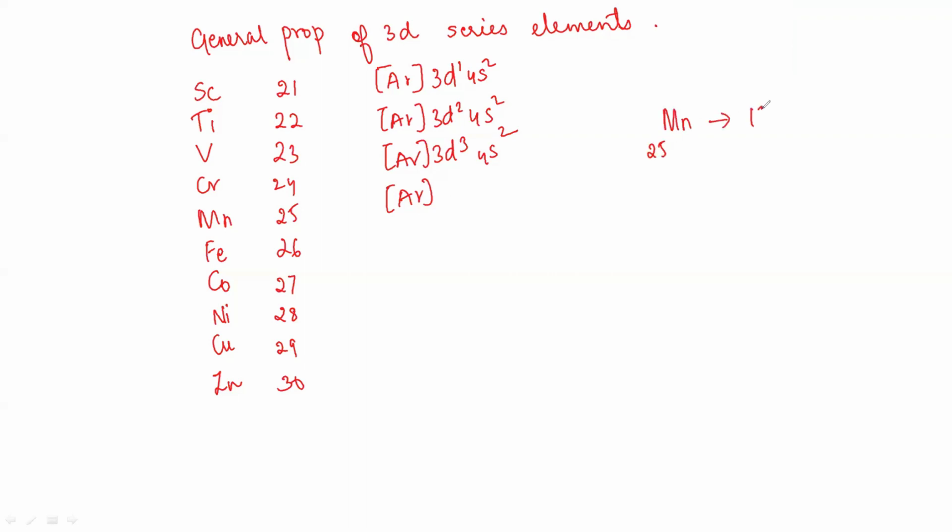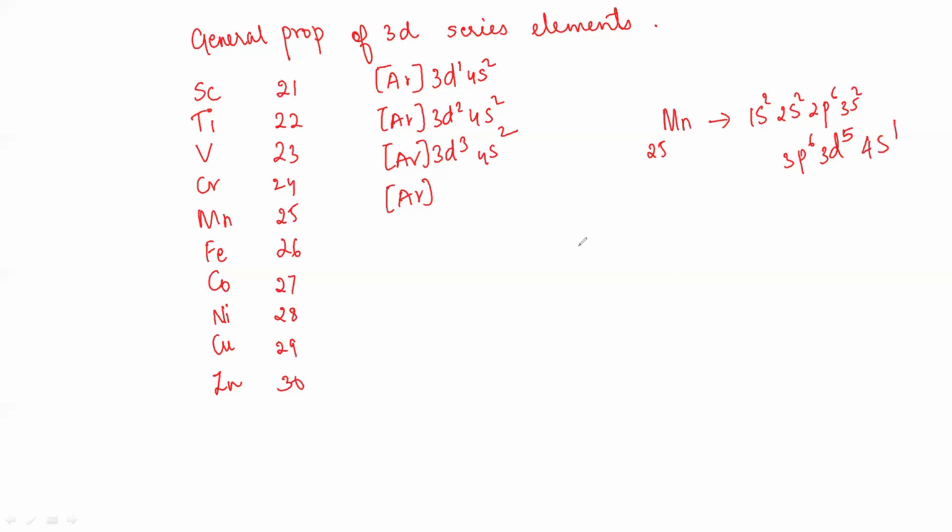Now if I write it like this: 1s2, 2s2, 2p6, 3s2, 3p6. Okay, 3d. Just see how many we count. 6, 7, 8, 9, 10, 11, 12, 13, 14, 15, 16, 17, 18. Again 19, 20, 21, 22, 23, 24. So how much do I have to fill? 6 electrons.